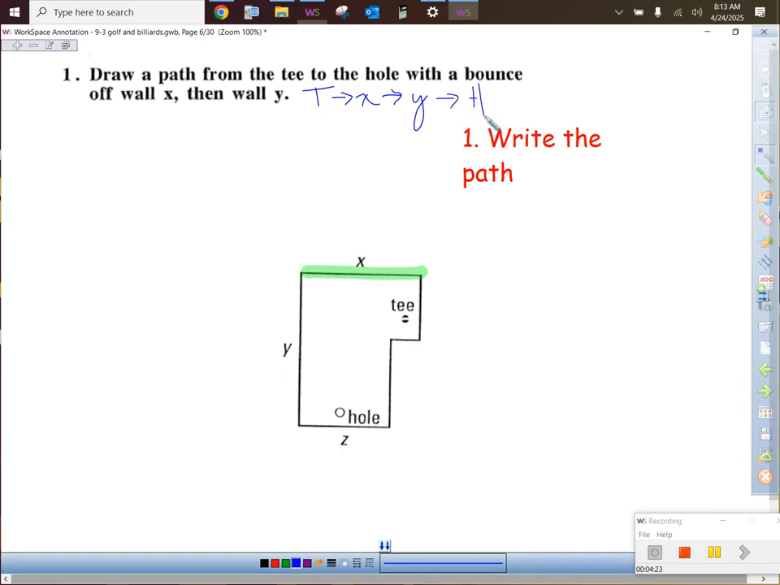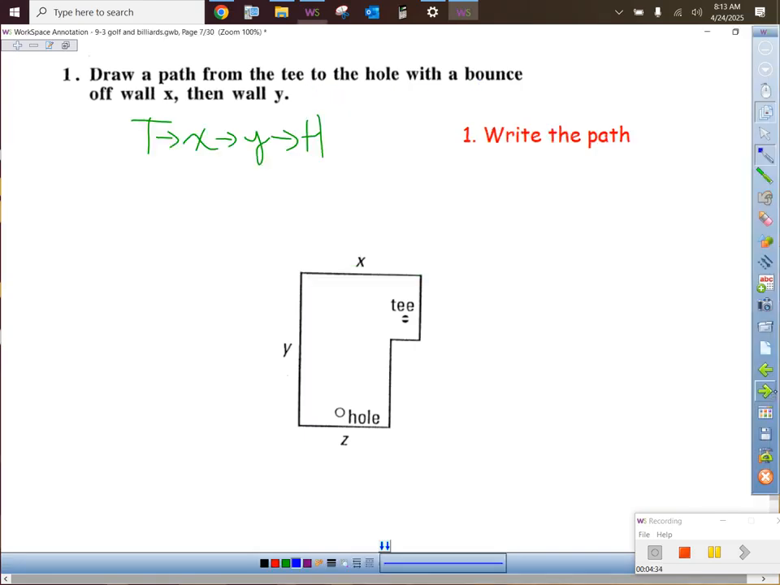I grade the path, right? You must write the path down for me. So that's step one, write the path. Then we'll do reflections, and here's what we do. The reflections, we have to go backwards. This is the path from left to right. It starts with T. If I go backwards, don't I want to start from H in this case?